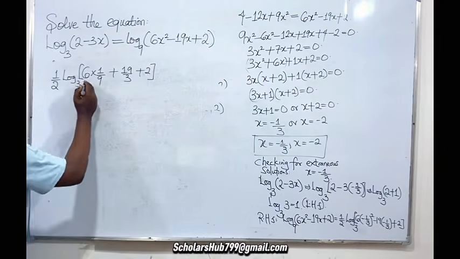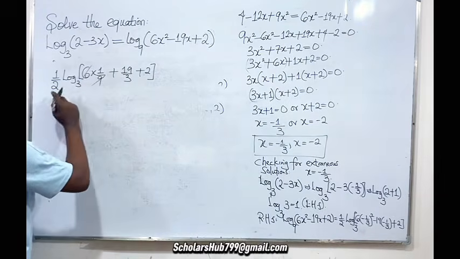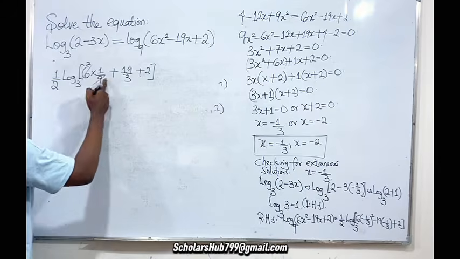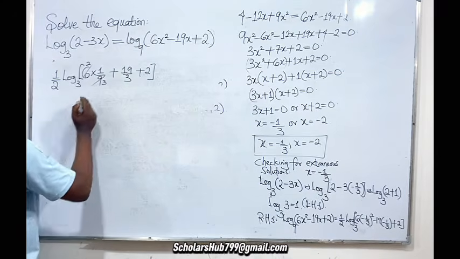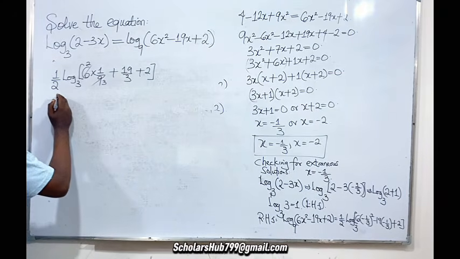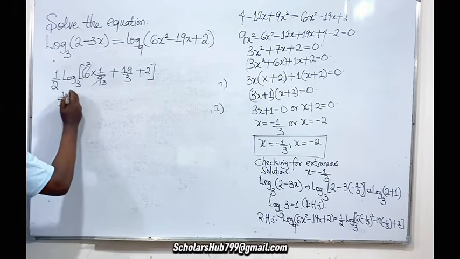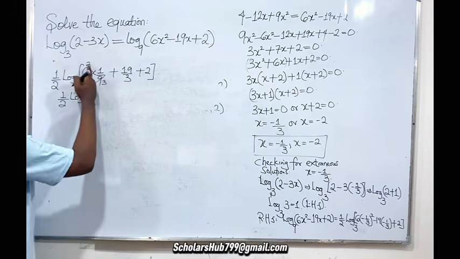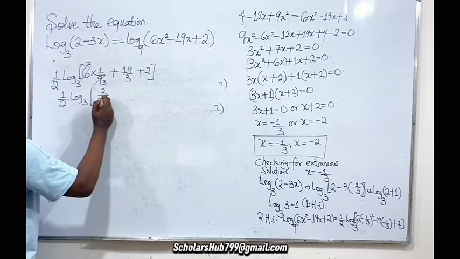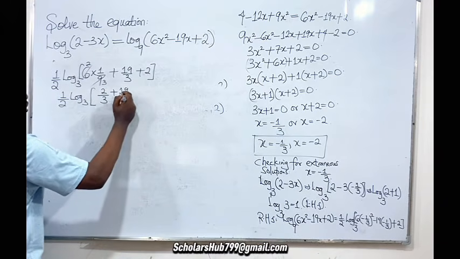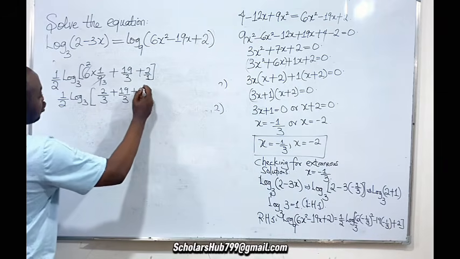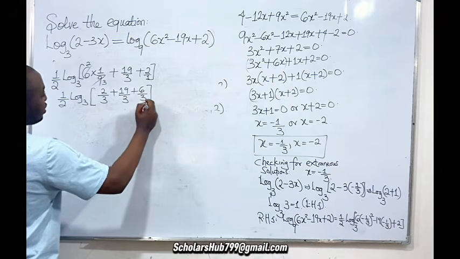All right, so now let me divide this by 3. Dividing this by 3, I'll get 2. 9 divided by 3 will be 3. So this will be 1/2 of log to base 3 of 2 times 1. This is 2 over 3 plus 19 over 3. This is 2 over 1. So 3 times 2 will be 6 over 3 as well.